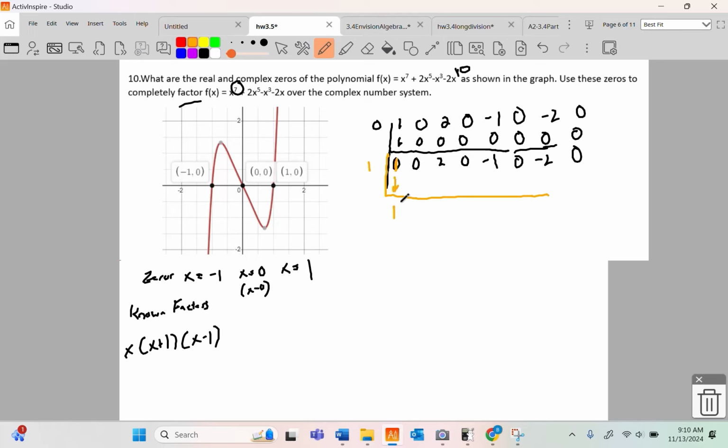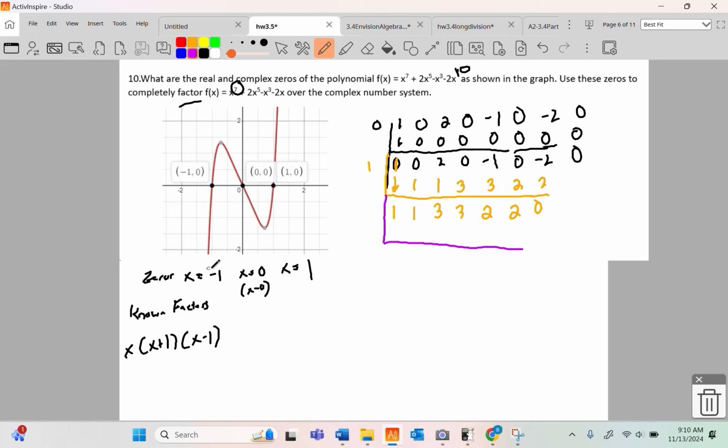We're going to drop. We're going to multiply, and we're going to add, repeating across the row. We got a 0. So let's do this again.